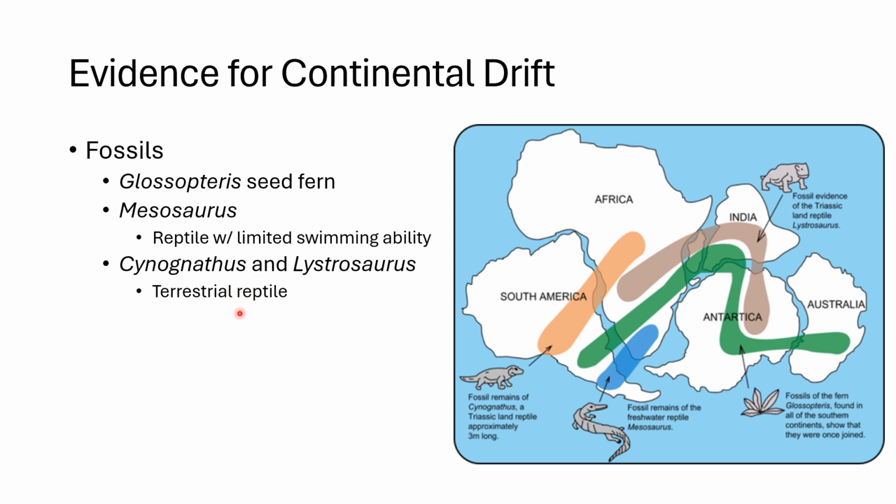Same with these two terrestrial reptiles. Think of it as like a box turtle or one of our snakes, an iguana. These things can't cross oceans either, but there is a lot of fossil evidence in all these different continents. And so this also supported the notion that the continents were actually together at one time.